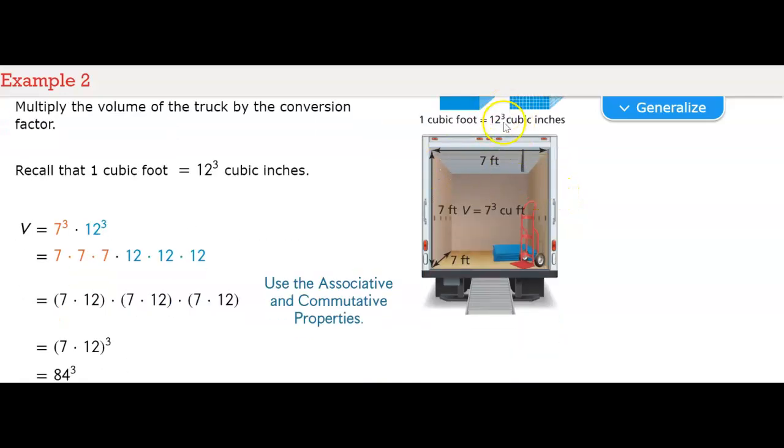there are 12 to the third power cubic inches in 1 cubic foot. So it shows us here that we multiply, because it says multiply the volume of the truck by the conversion.